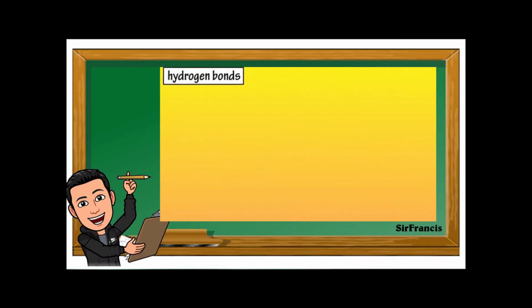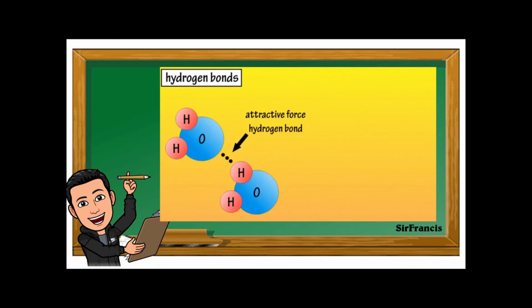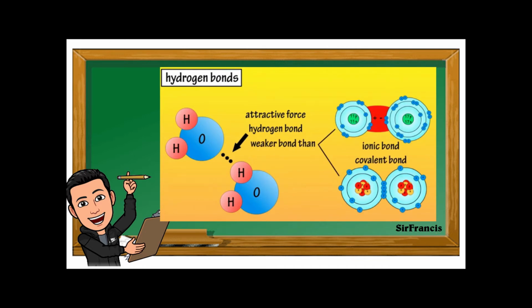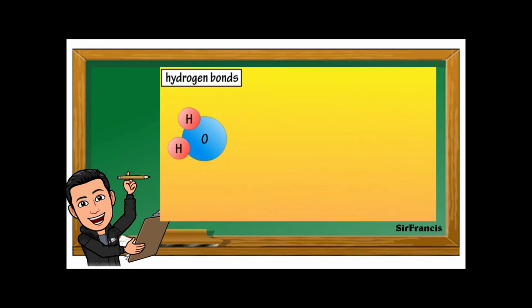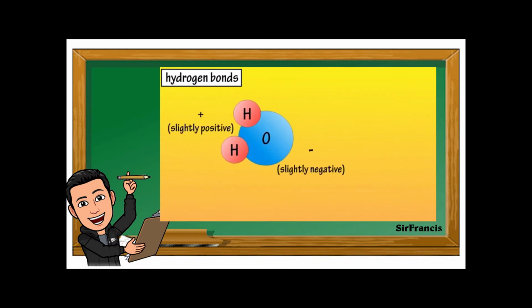What are hydrogen bonds? An attractive force called a hydrogen bond can exist between certain molecules. These bonds are weaker than ionic or covalent bonds because it takes less energy to break them. However, a large number of these bonds can exert a strong force. Hydrogen bonds are the result of an unequal charge distribution on a molecule. These molecules are said to be polar.